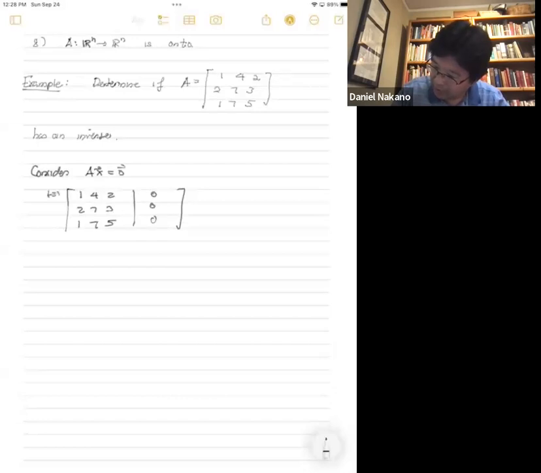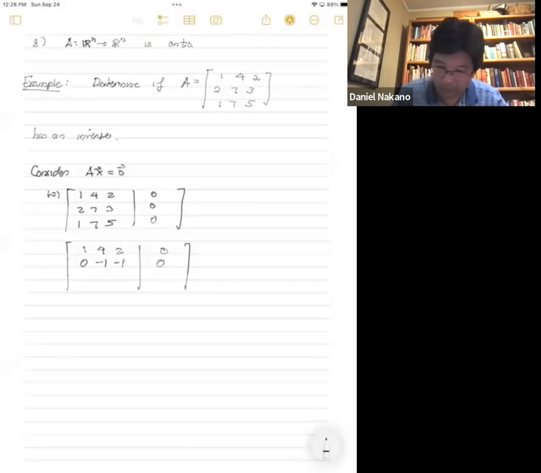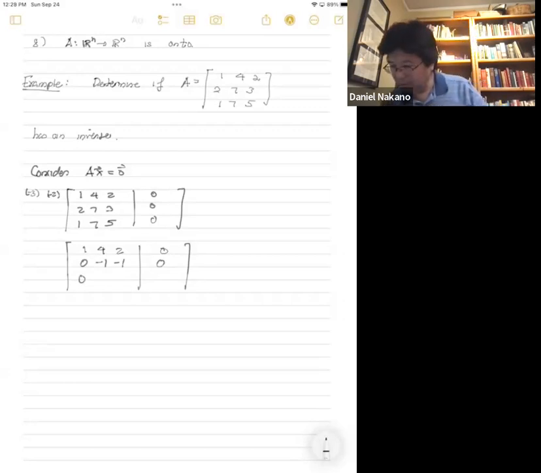So again, let's use Gaussian elimination. Keep the first thing the same, 1, 4, 2, 0. And then what do we get? We get a 0, minus 1, and we get a minus 1 here, and a 0. Okay, and then multiply by a minus 3. We get a 0 here. We get, let's see, 7, minus, let's see, 175. Oh, sorry, not minus 3.